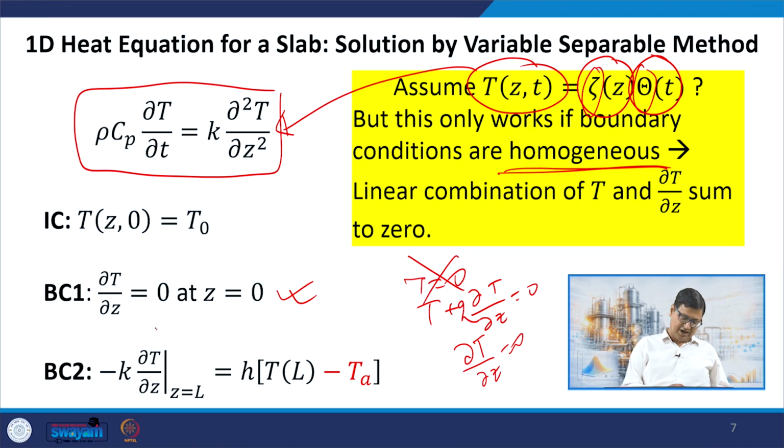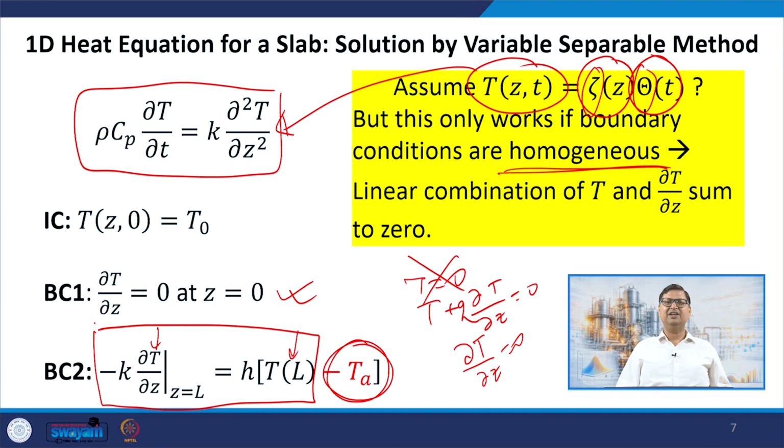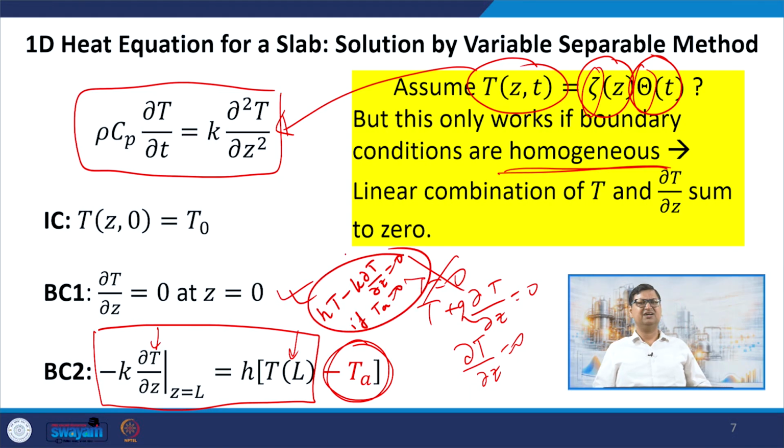Why? Because apart from the temperature coming here, we also have an ambient temperature. If this minus Ta would not have been there, then I can say that we have a linear combination of temperature and dou T by dou Z that is equal to 0. Essentially, we have something like H T minus K dou T by dou Z is equal to 0 if Ta is equal to 0, right? But clearly Ta is not equal to 0. So, therefore, the variable separable method will not apply for the equations in this particular form.